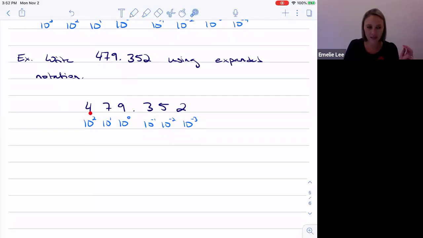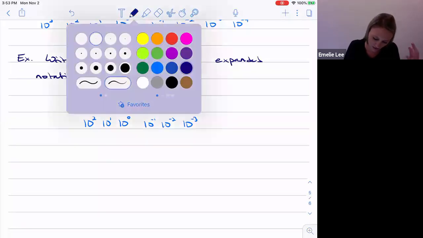So if I combine these, reading from left to right, we've got 4 times 10 to the power of 2 plus 7 times 10 to the power of 1, which you could just write as 10, plus 9 times 10 to the power of 0, which we kind of phase out, plus 3 times 10 to the negative 1, plus 5 times 10 to the negative 2, plus 2 times 10 to the negative 3. And so that would be the expanded notation for this thing.